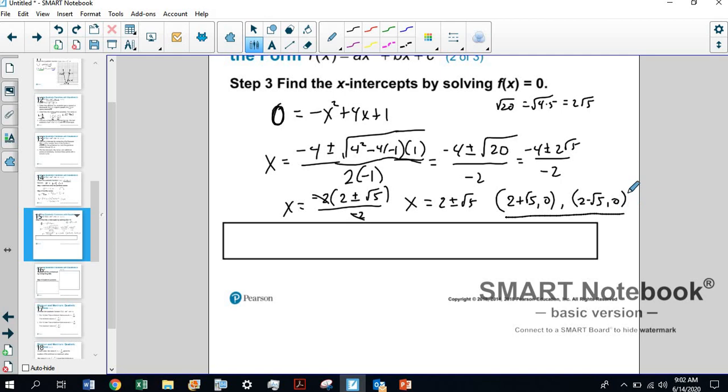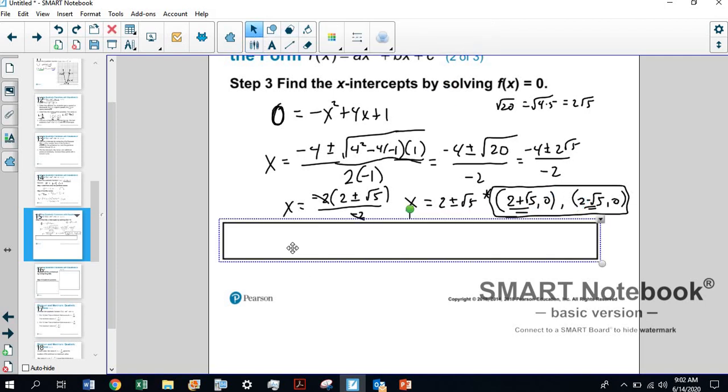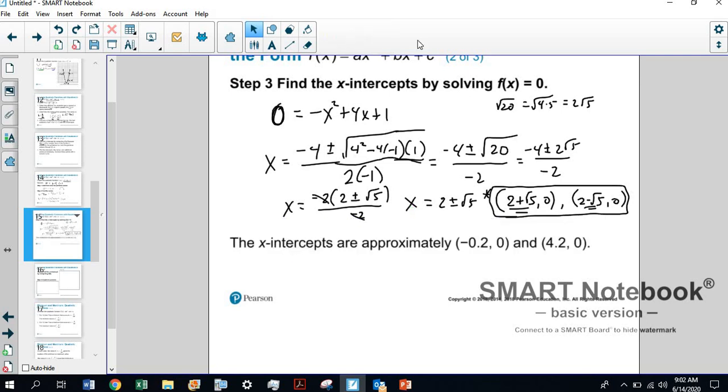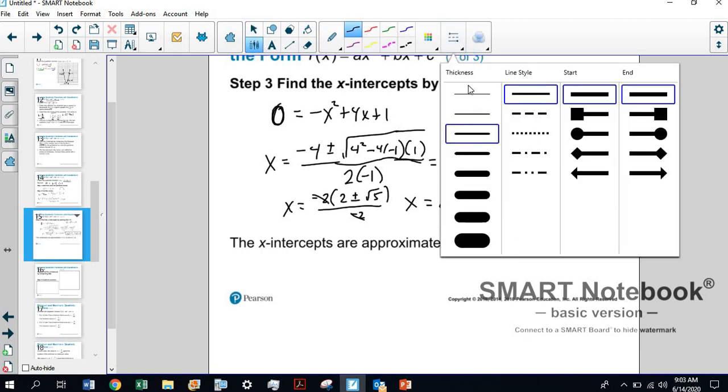And those are perfectly good x-intercepts, but the problem is when I go to graph it, I don't have any idea where that is really. I got to plug it in my calculator and get an approximation. So while these are your actual intercepts, and these are the answers if you're asked for x-intercepts, when you go to plot them on your graph, you want to know what their approximate values are. And so the x-intercepts are approximately negative 0.2, 0, and 4.2, 0. Okay? So quadratic formula, that's stuff you should be comfortable with, right?